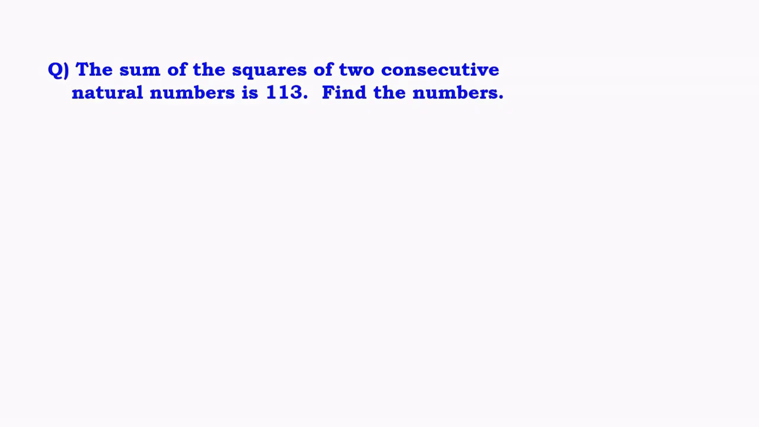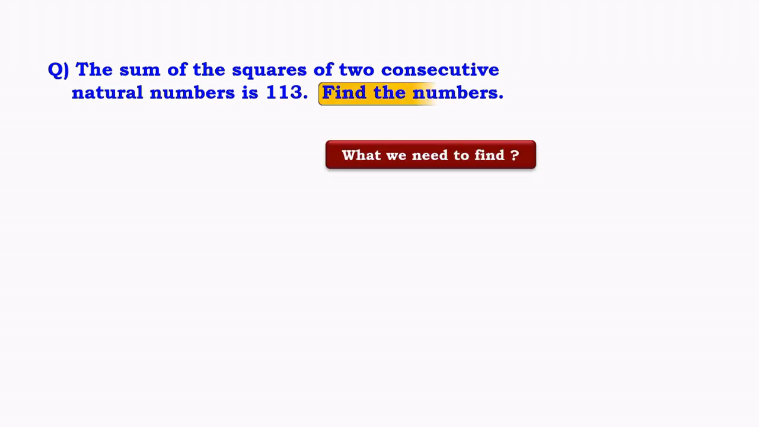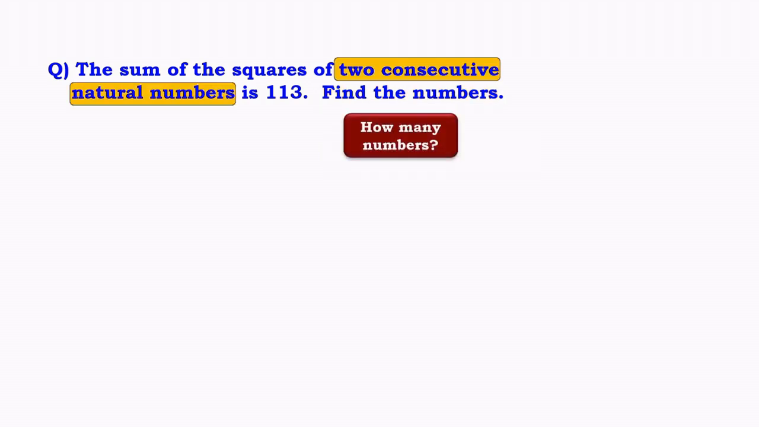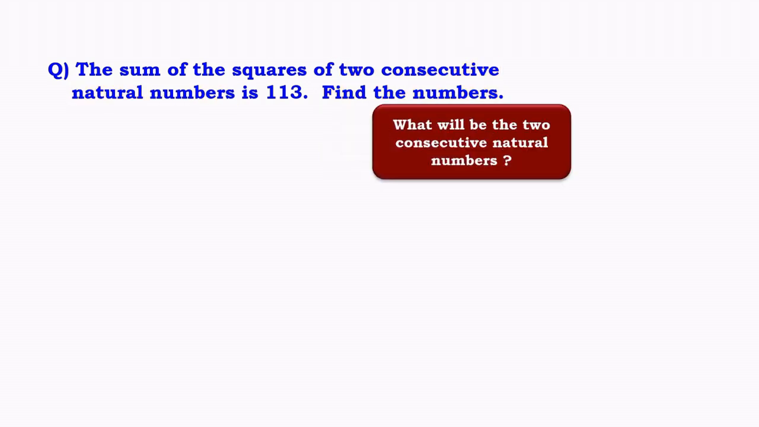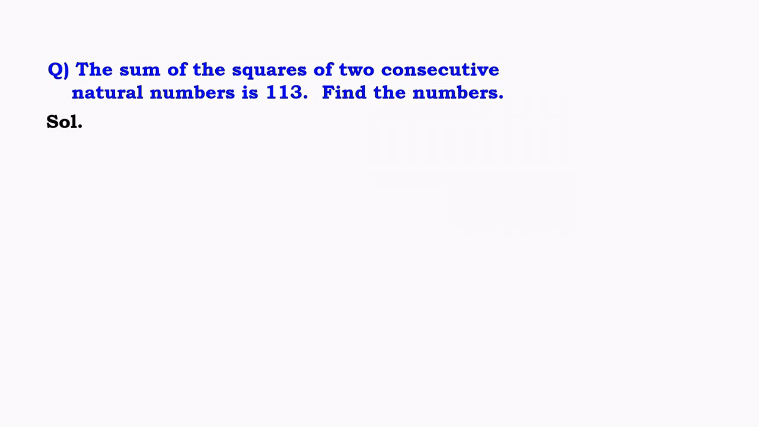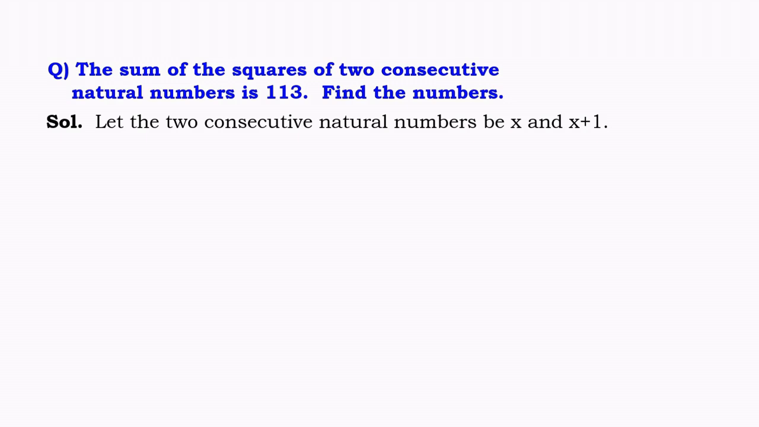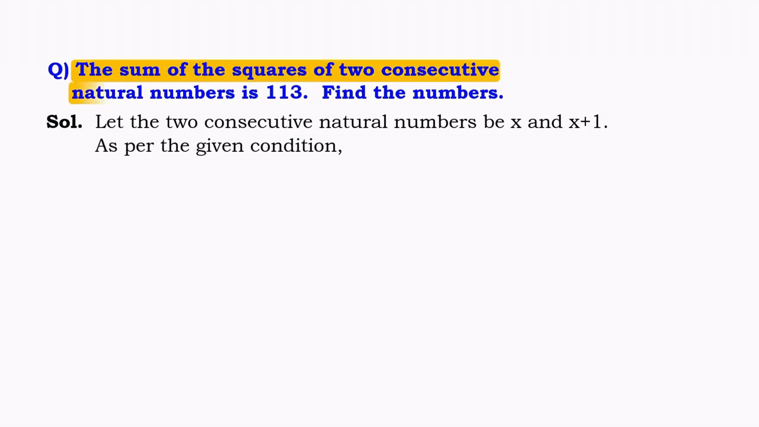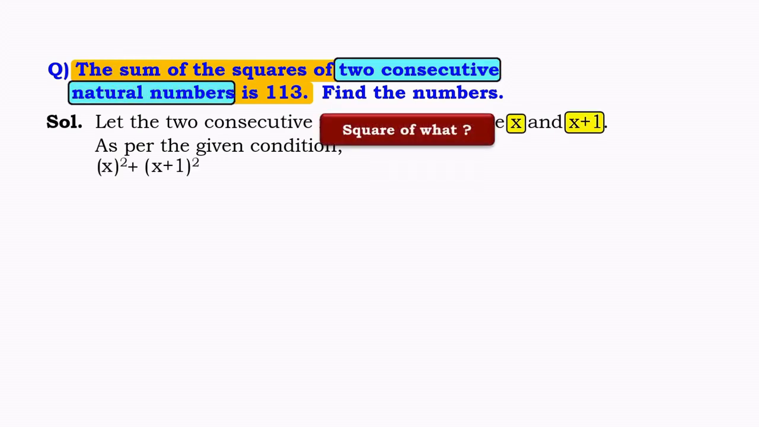Let us read the question carefully. The sum of the squares of two consecutive natural numbers is 113. Find the numbers. Now let us understand what we need to find. We have to find two consecutive natural numbers. Since they are consecutive numbers, let the two numbers be x and x plus 1. According to the given condition, the sum of their squares is 113. Therefore, x squared plus (x plus 1) whole squared equals 113.